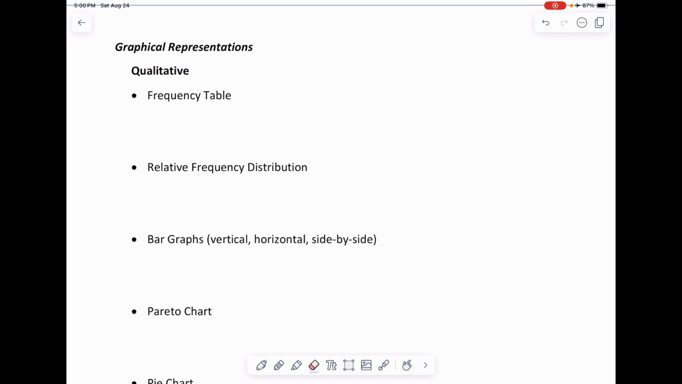versus if I'm just publishing it in a newspaper for the average Joe on the street to read, I might use things like pie charts and bar graphs that are easier to understand, quick to look at, and get the information right away. Okay? All right, frequency table.